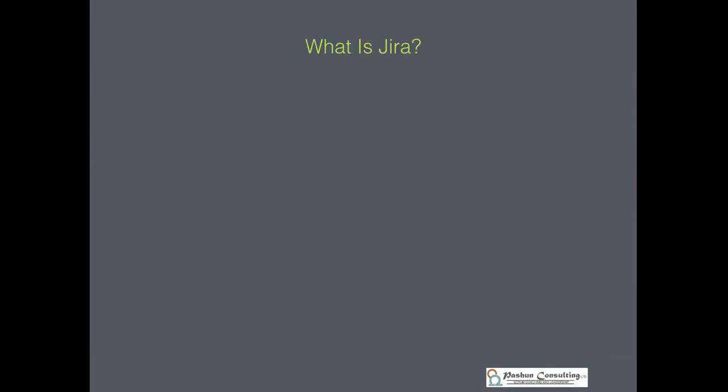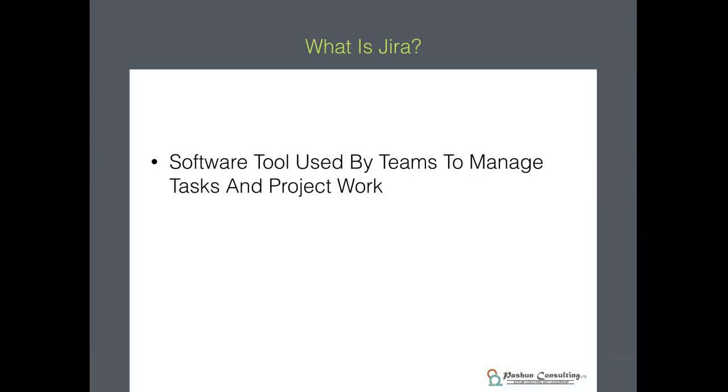So the first question is, what is Jira? Jira is a software tool used by teams to manage tasks and project work. Every team, no matter what kind of team you're dealing with, whether you're a software development team, a team of builders, or marketers, would usually benefit from some kind of tool that will help them to collaborate and work on the tasks they've assigned themselves to deliver whatever their goal is, whatever their end product is. And Jira is one of the tools that I've used very successfully to do exactly that.